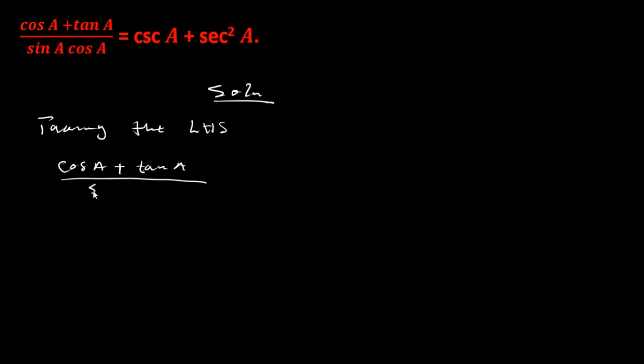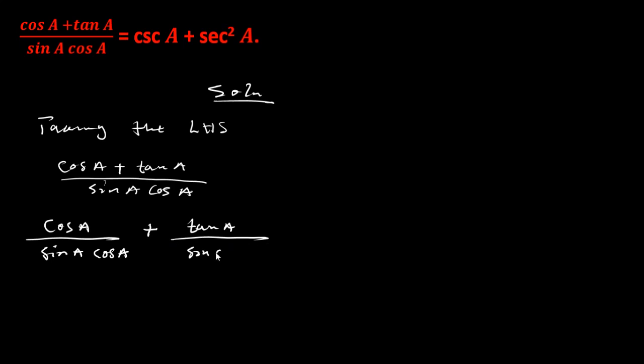over sin A cos A. So for this expression, we can just simply separate these two, whereby we can say cos A over sin A cos A. When we separate that, this side will also be plus tan A over sin A cos A. So this first one can remain the way it is as cos A over sin A cos A. Okay, that one can remain the way it is.